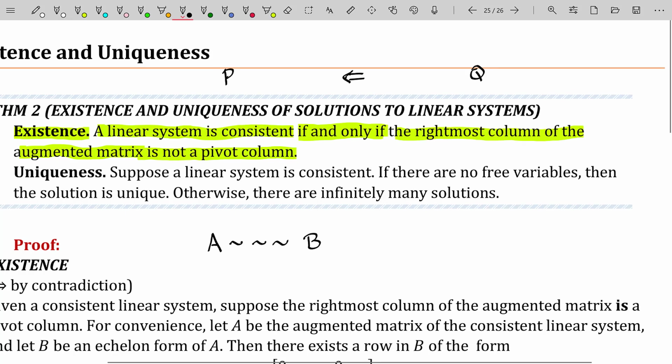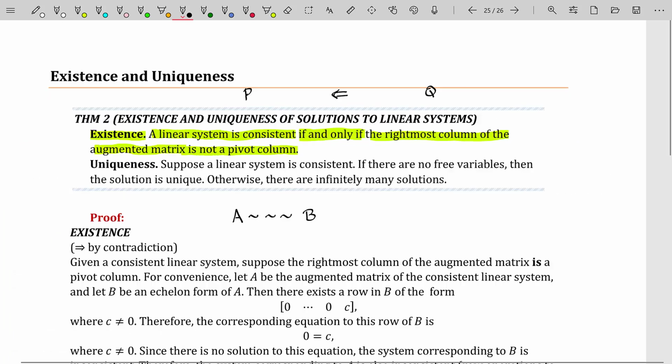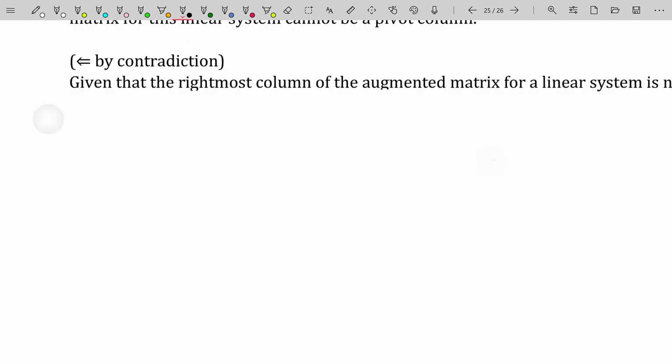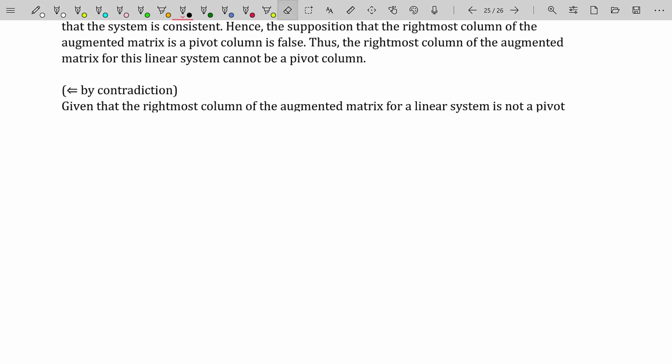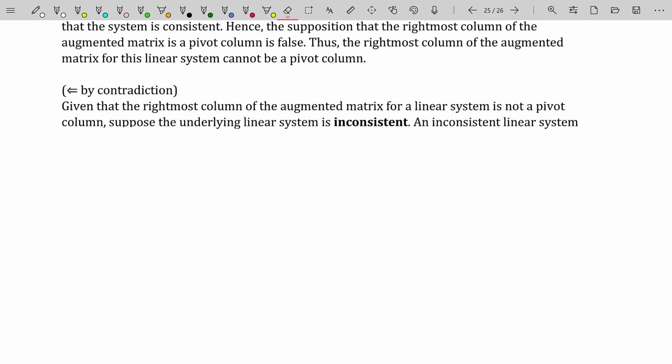So we're going to state that the rightmost column of the augmented matrix is not a pivot column, but we're going to assume or suppose that the linear system must be inconsistent, which is not true actually, but let's go ahead and try it out. Given that the rightmost column of the augmented matrix for a linear system is not a pivot column, suppose the underlying linear system is inconsistent. Well, what does that mean?